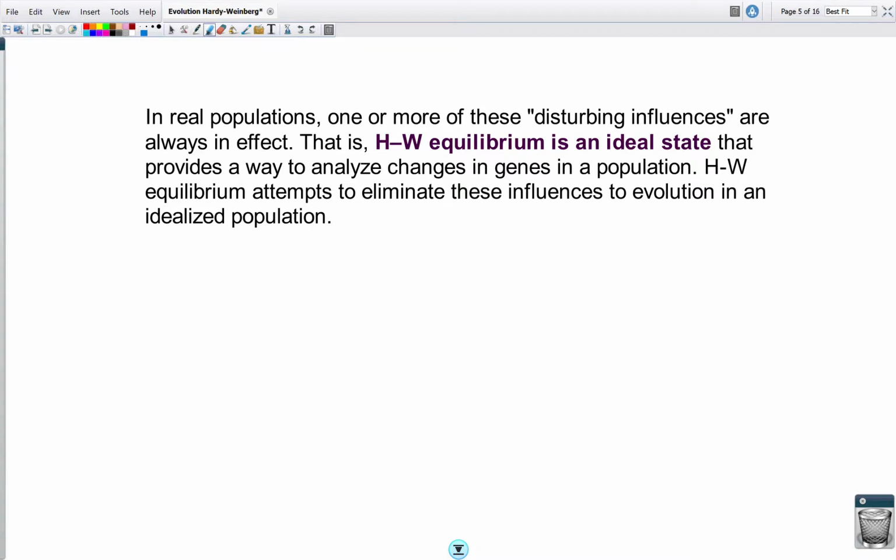These disturbing influences that we just mentioned are always in effect in a real population. But what Hardy and Weinberg said is that in an ideal state, we neutralize all of those disturbing influences so we can analyze the changes in genes in a population without the effects of evolution. This is great for tracking mutations in human populations. This is great for determining how many carriers there are for certain genetic disorders. That's important. But really, we can't apply this beyond that in real life.